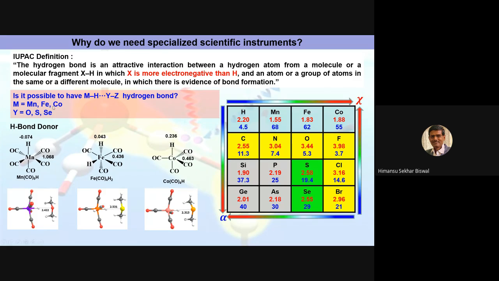Now the question is, is it possible to have an M-H...Y hydrogen bond where M is less electronegative than hydrogen? That means H will develop a negative charge, and Y is also negative. Then how is it possible to have an interaction between negative charges? That is our perception. We did the calculations on the metal carbonyl hydrides I showed. If you look at the charge calculations we did, the charge on hydrogen is minus 0.074 atomic units.